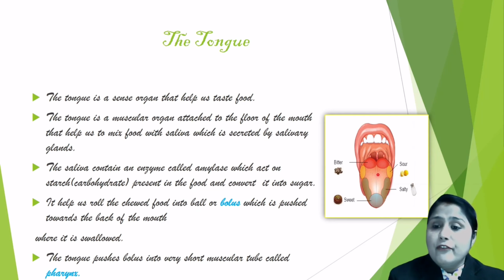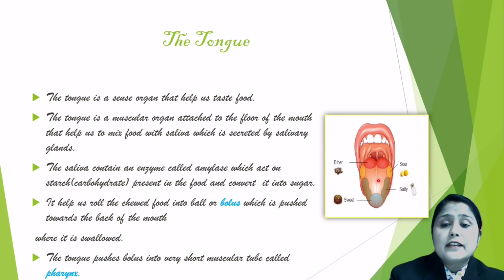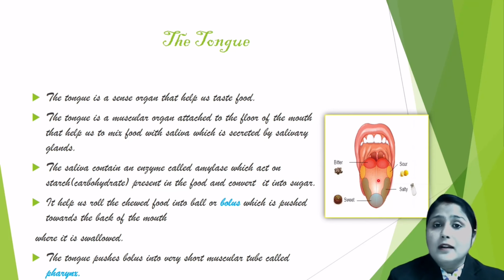Apart from that, the tongue is a muscular organ attached to the floor of the mouth that helps us to mix food with saliva, which is secreted by the salivary glands. Well, we have many salivary glands which secrete saliva. This saliva contains a special kind of enzyme called amylase which acts on carbohydrate or starch.